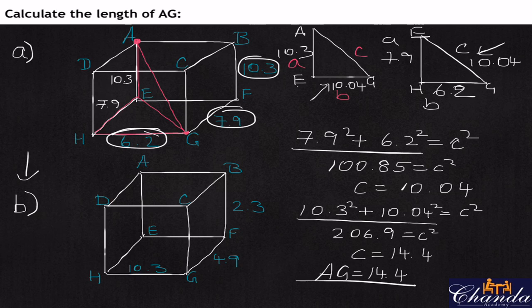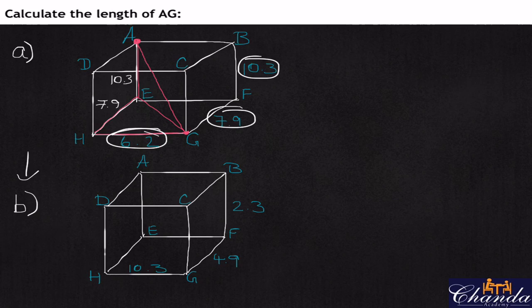Alright, so again, we have to calculate the length of AG. So A is this corner here, G is this corner here. So let's join them through. Then, as we can imagine, this forms a triangle right there. So let's draw it out. We have this triangle here. We have the A sitting at the top right there. We have the E sitting at the bottom right here. And then we have the G right there.